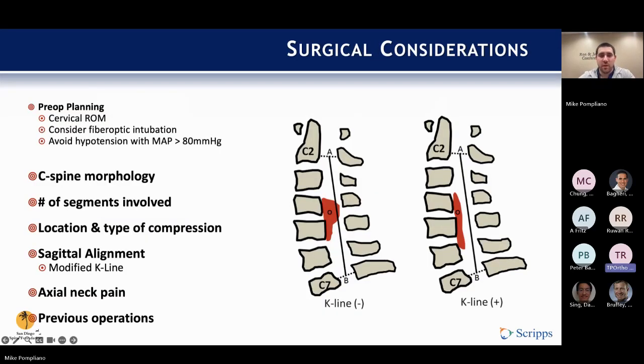So how do you decide anterior versus posterior? Because ultimately, this is a patient-specific decision. There's preoperative planning in general, which includes things like range of motion, their ability with extension, whether you need fiber optic intubation, as well as a MAP goal of greater than 80 intraoperatively. More specifically with respect to the anatomy, there's cervical spine morphology, the number of segments involved, and the location and type of compression. There's sagittal alignment with a modified K-line, axial neck pain, and previous operations which may go into consideration.